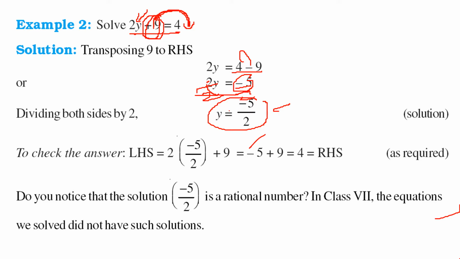Now how to check this? This minus 5 by 2 can be put in this equation where y lies. So 2 into minus 5 by 2 plus 9, this gives you the right hand side. Okay. So this minus 5 by 2 is actually the rational number.